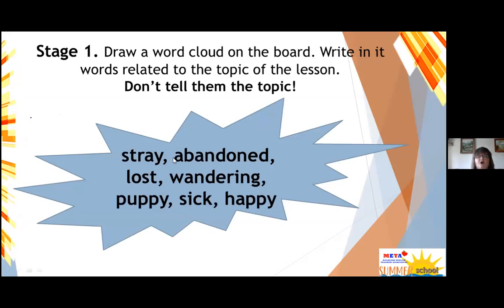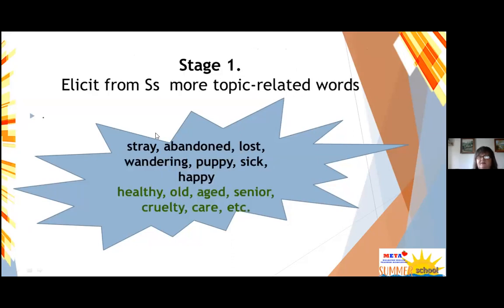I would draw a word cloud on the board, right? And I would write some words related to the topic of the lesson, but I don't tell the topic to the students from the very beginning. For instance: stray, abandoned, lost, wandering, puppy, sick, happy. If my students don't know the words, I will help them understand the meaning. There are different ways of introducing and practicing vocabulary during the lesson. I won't get into that. So these are the words suggested by me.